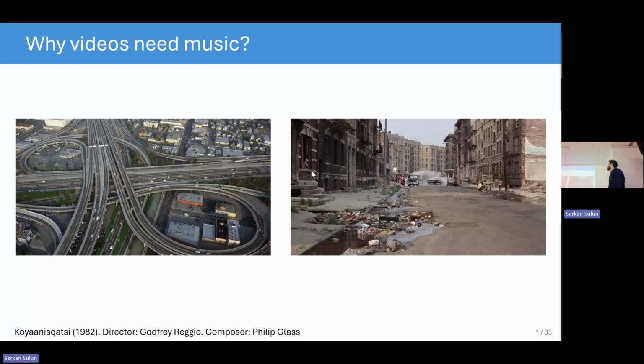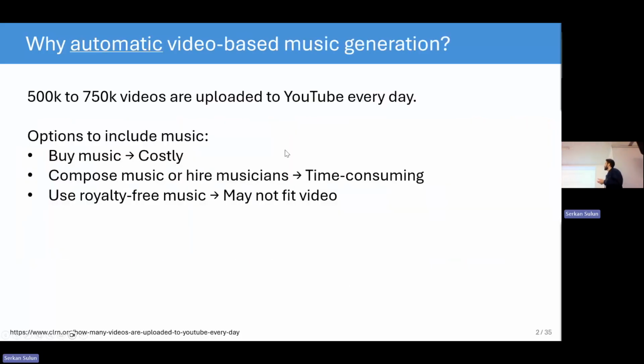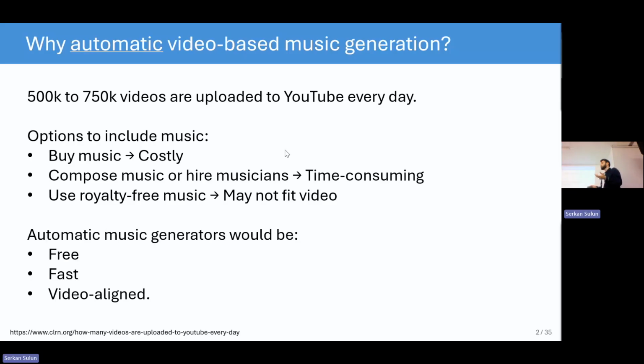Now after answering this question, why videos need music, we ask the other question: why do we need automatic video-based music generation? The answer is there are tons of videos uploaded to YouTube every day. Now we have a new profession called content creators. These people need music to enhance their videos. Their options are to either buy the music, which is costly, compose the music themselves or hire musicians, which is time-consuming and costly, or to use royalty-free music, which is also time-consuming to find, and it may not fit the video as well. If we had an automatic music generator, this whole process would be free, fast, and aligned to the video, meaning the music created by the model would fit the video, if the model is good enough.